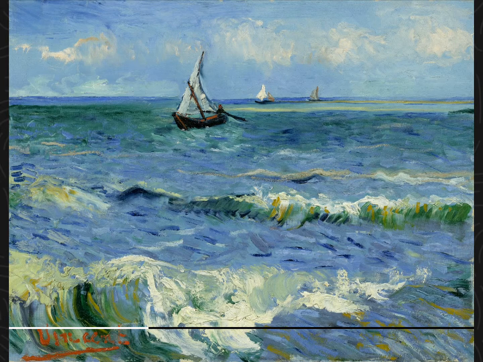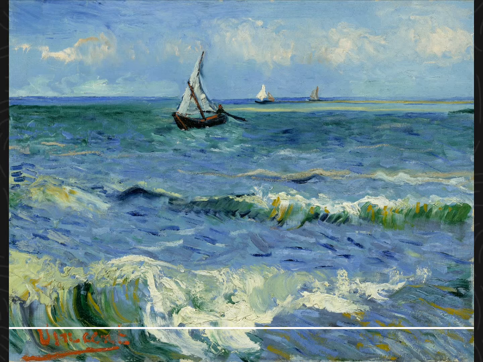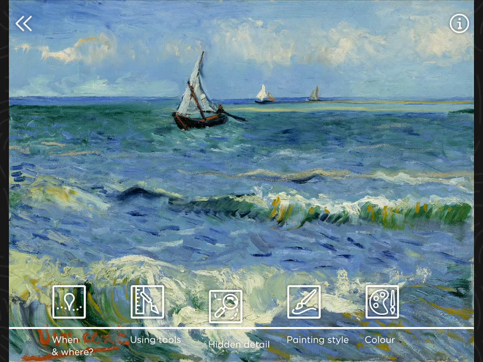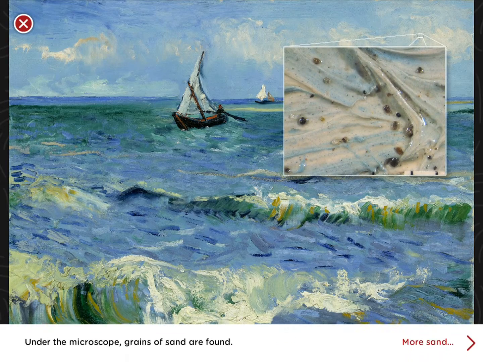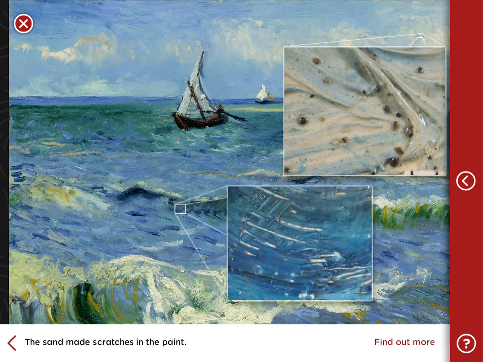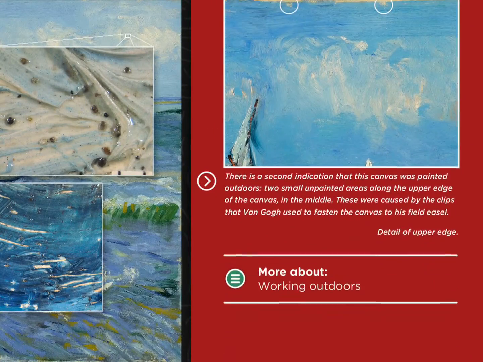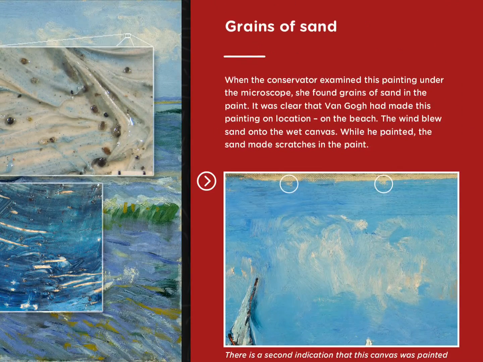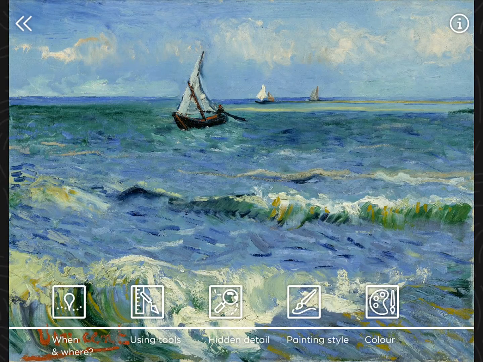Moving back. The Seascape is one of my favorite ones from 1888. In the pop-outs here, Van Gogh can be seen painting outside most of the time. He said he had trouble with the wind. The wind was always blowing. It would blow leaves and grass, bugs, and even sand onto the canvas, as you can see in this hidden detail right here. I thought that was cool. Grains of sand, more about working outdoors.